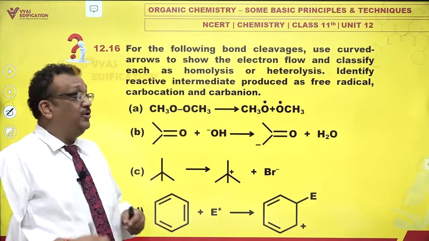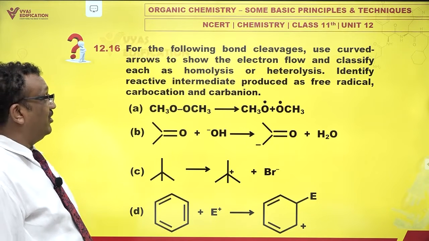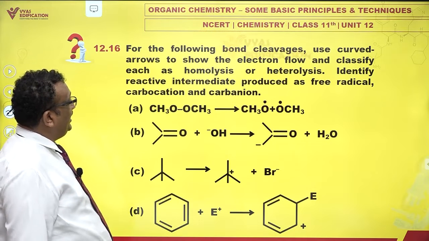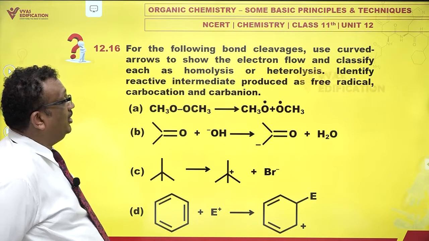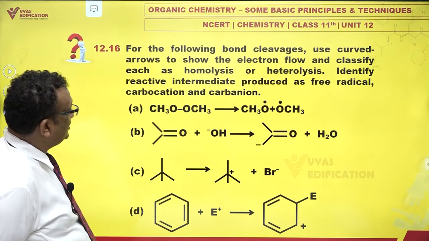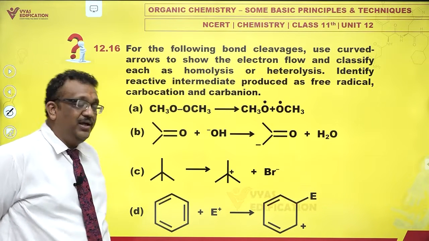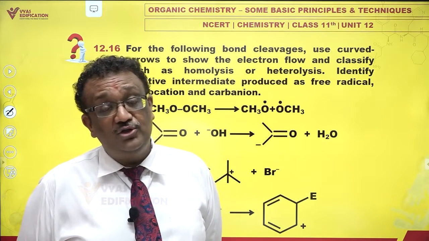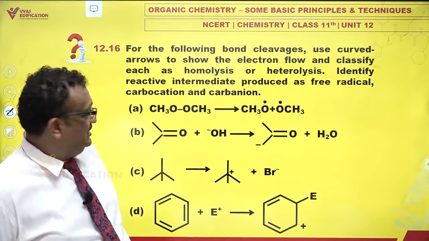There it is. For the following bond cleavages, use curved arrow notation to show the electronic flow. Lovely. And classify each of them as homolysis or heterolysis. Identify the reactive intermediates produced as free radicals, carbocations or carbanions. This is a very easy but very valuable question because it gives you great insights.